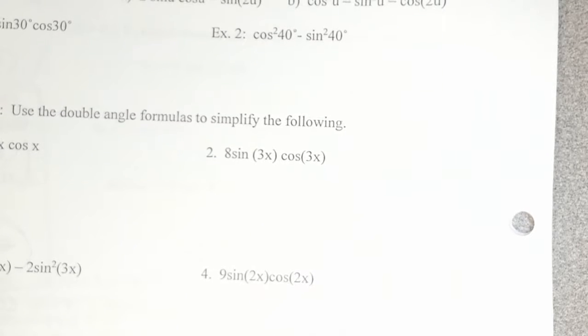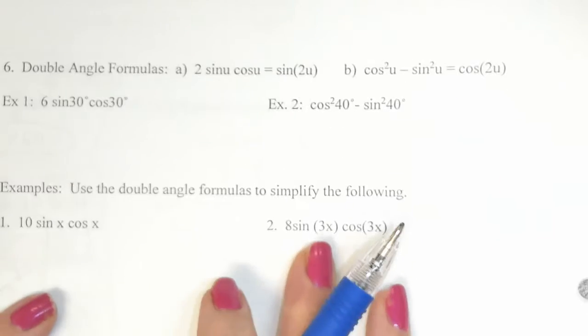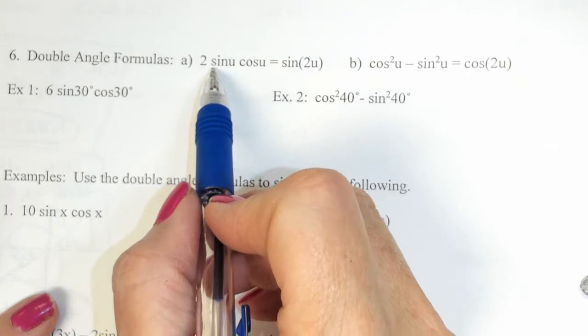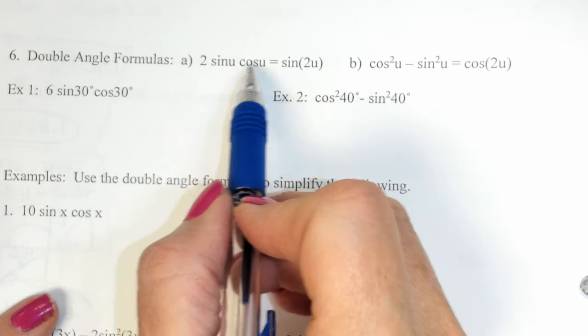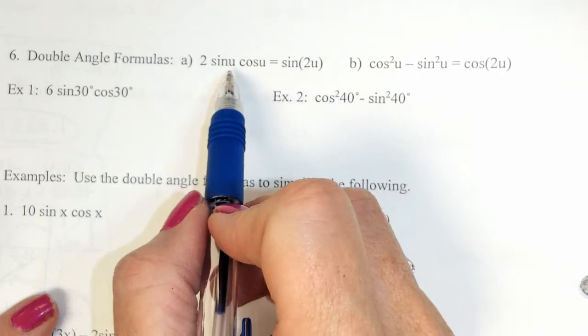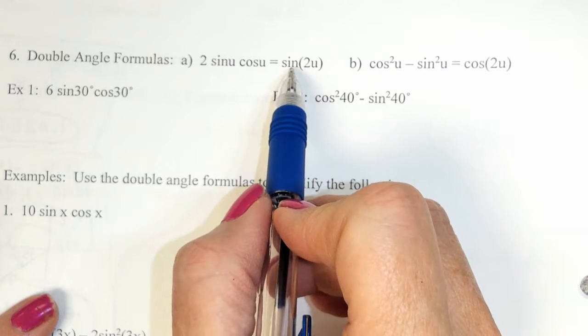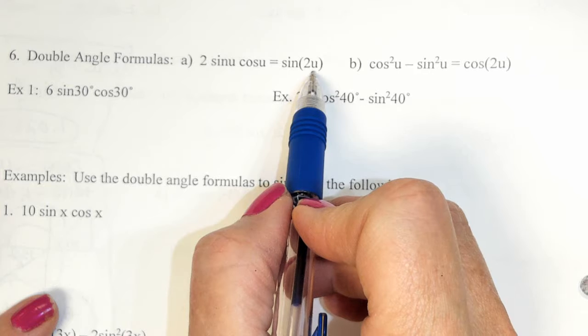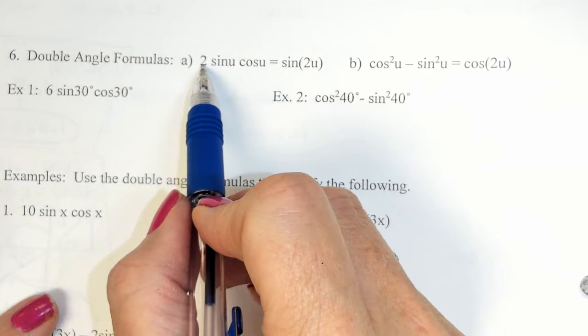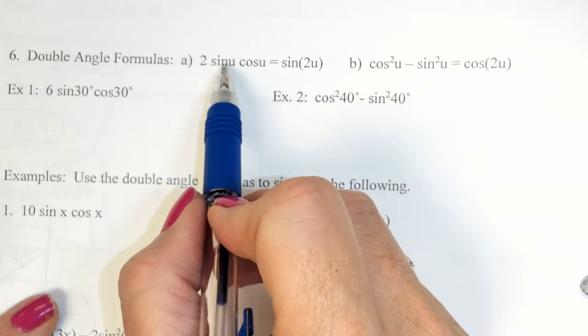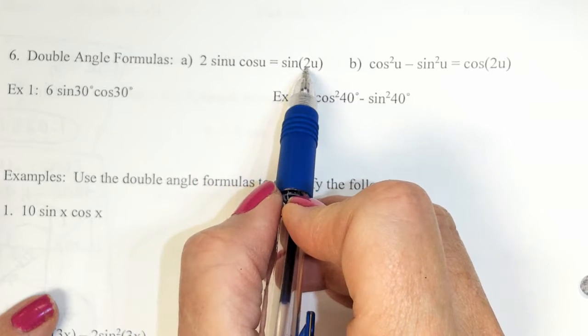All right, did you guys do double angle formulas last year? Do you remember? Some people say no. Okay, double angle formulas. It says this. If I have 2 sine u cosine u, that's the same as the sine of twice the angle. Look at the pattern. The 2 goes down to a 1, the u gets doubled.